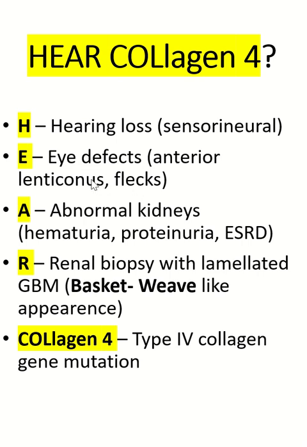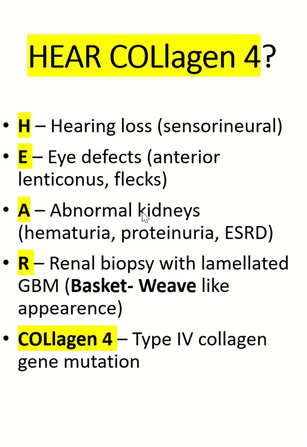I told you the capsule of your lens is mainly made up of collagen 4. If there's a defect in that, the anterior capsule loosens, and that will lead to cone-like bulging of the anterior lens. And they'll also have flecks, like perimacular flecks, which are small spots seen around the macula. And anterior lenticonus is a pathognomonic feature of Alport syndrome.